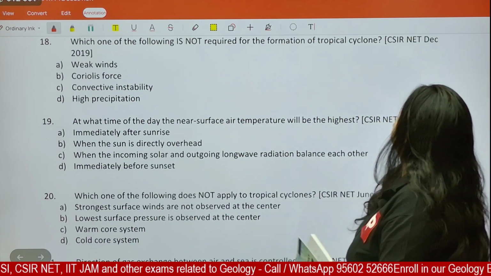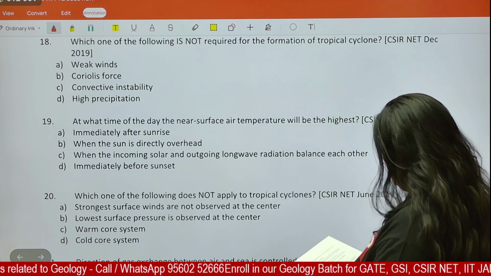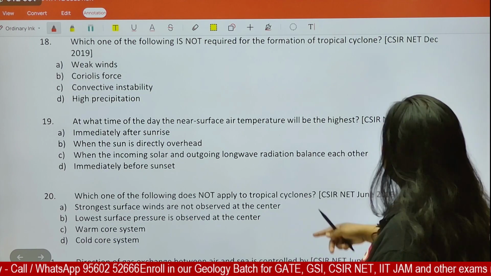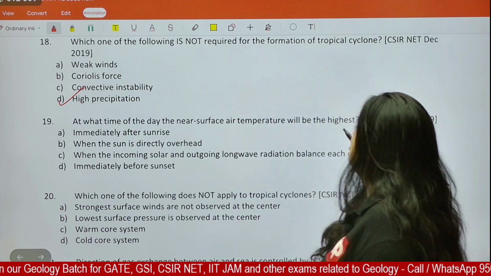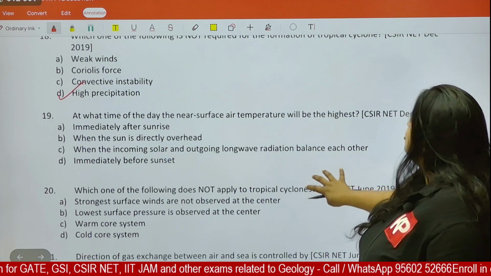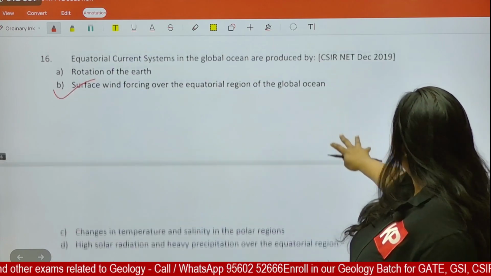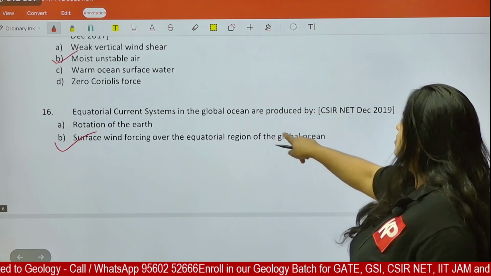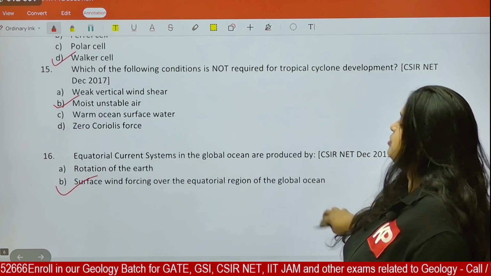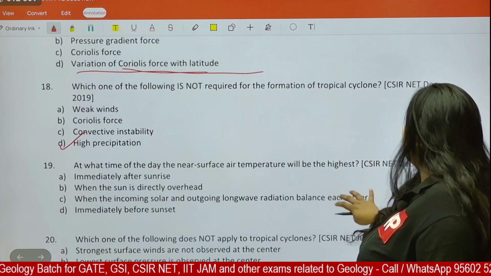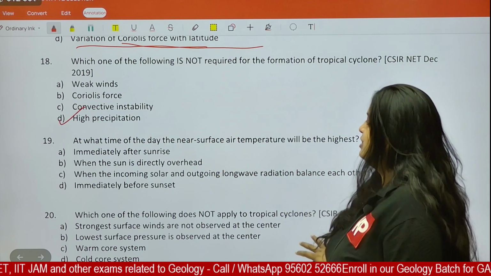Which one of the following is not required for the formation of cyclone? Again, the same question. No, it's a different question, but the option is different. It does not require high precipitation actually. Tropical cyclone. Before, the question was equatorial cyclone, I guess. This was for equatorial currents. No, this was for tropical cyclone development. Which one is not required? This is for tropical cyclone formation. It's the same question, different years.